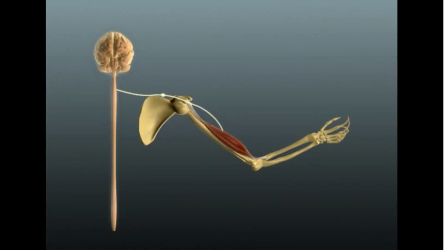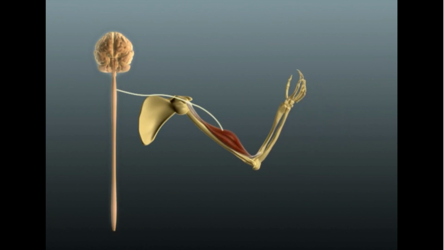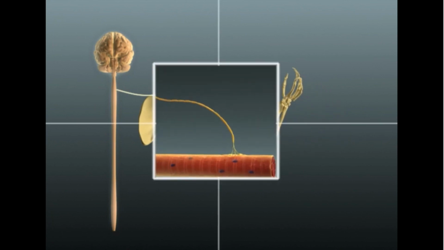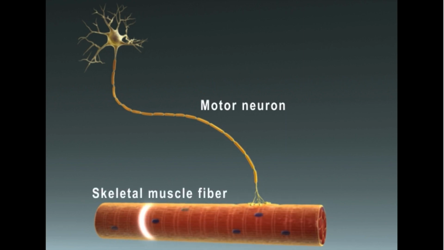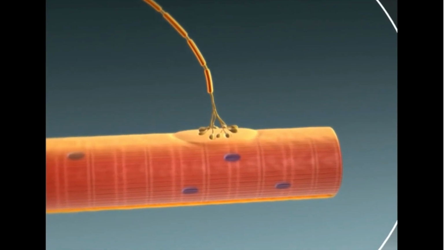All right, so I'll be discussing the events at the neuromuscular junction. Here we have a motor neuron and a muscle fiber. An action potential travels down the spinal cord to trigger the contraction of a skeletal muscle fiber.